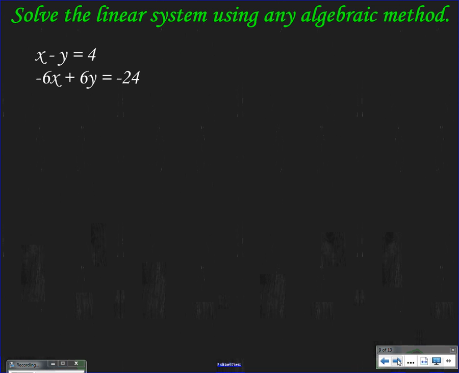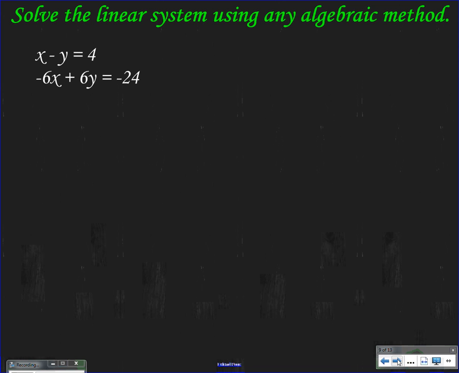So let's see, what should we do on this one? Oh, geez, it looks like I can do either one, elimination or substitution, because I could solve the top one for x or y, and it looks like I could solve the bottom for x or y, because 6 is a multiple of 24, so I could divide by 6, and that would work. Or I could multiply the top row by 6, and then add them together. So let's go ahead and do elimination. So I think I'm going to like that one.